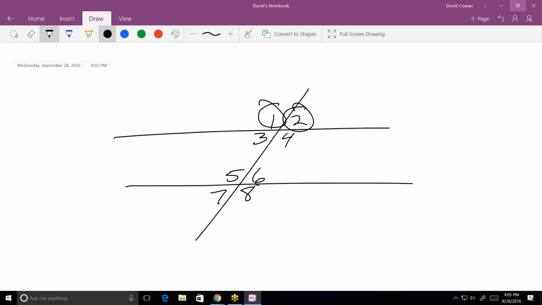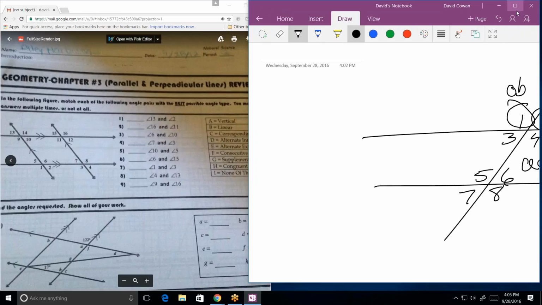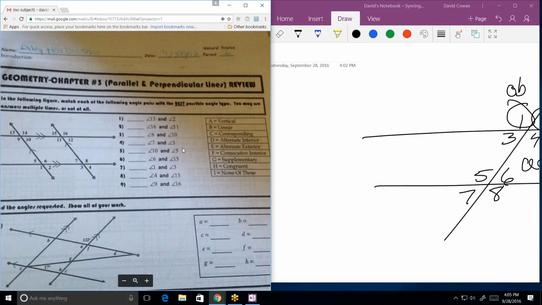You see why? 1's obtuse, 6 is acute. They have to be supplementary. The acute and the obtuse angle are always supplementary when you have parallel lines. Okay. So how about 7 and 3?